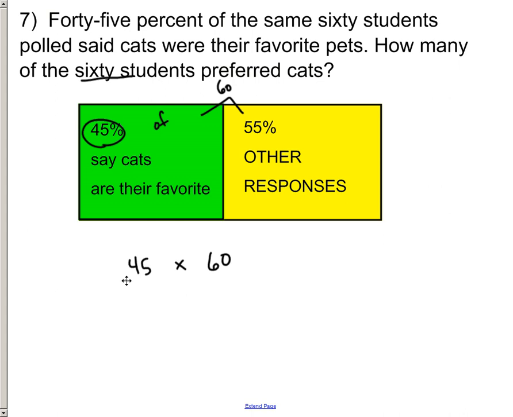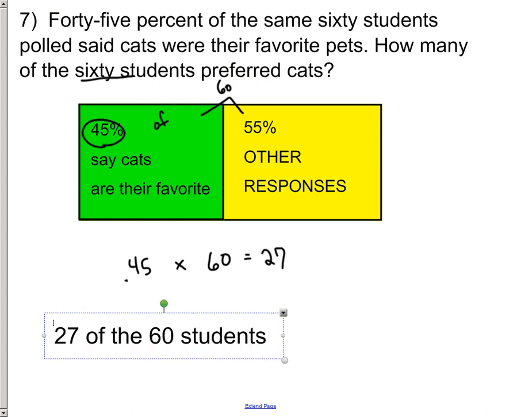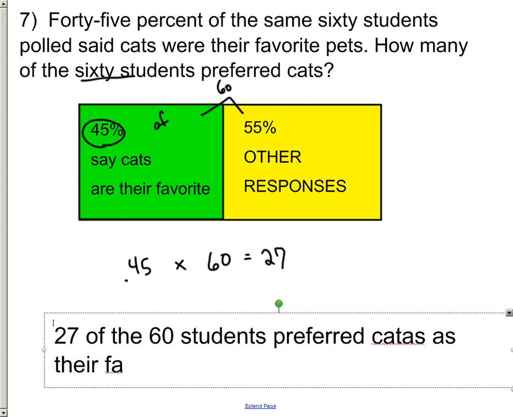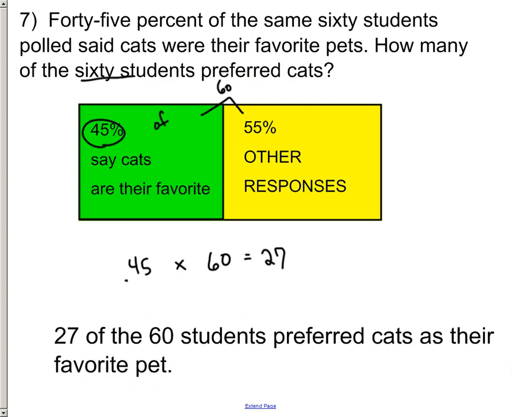Type that into your calculator, and we get an answer of 27. So your answer would be 27 of the 60 students preferred cats as their favorite pet. And we fixed the typo, so we're good there.